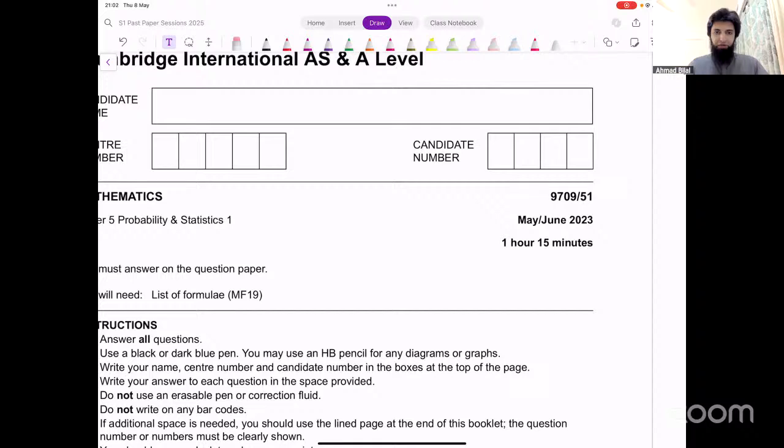So first of all, we're starting with June 23, paper 5.1. This is the first paper that we're starting with. Then we would have a look at the next paper after this. So from this paper, first of all, we've got question number 4.